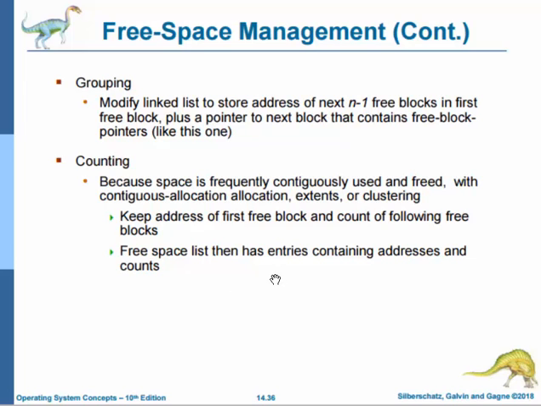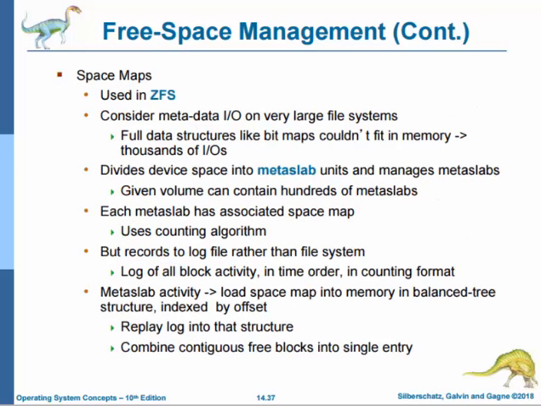Although each entry requires more space than a simple disk address, the overall list is shorter as long as the count is generally greater than 1. And note that this method of tracking free space is similar to the extent method of allocating blocks. These entries can be stored in a balanced tree rather than a linked list for efficient lookup, insertion, and deletion.